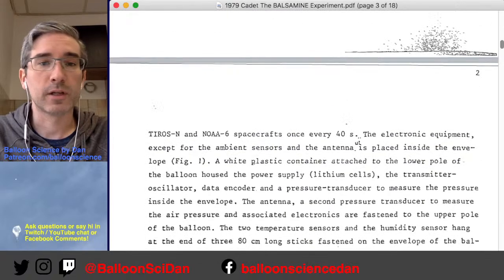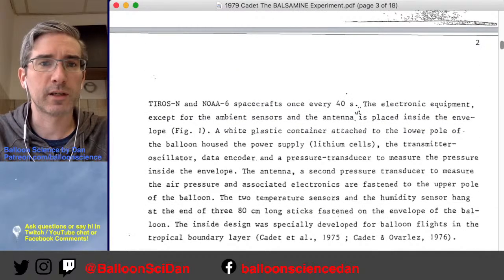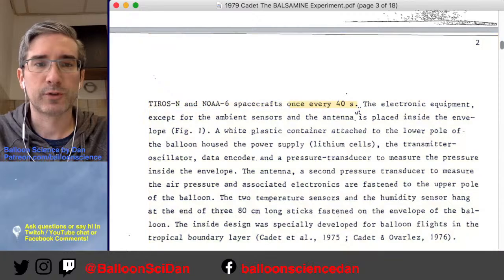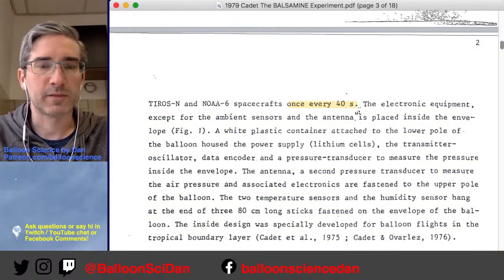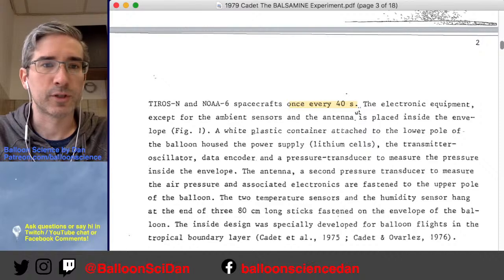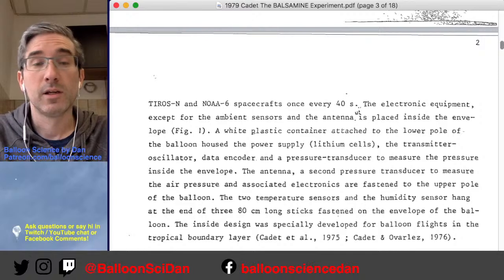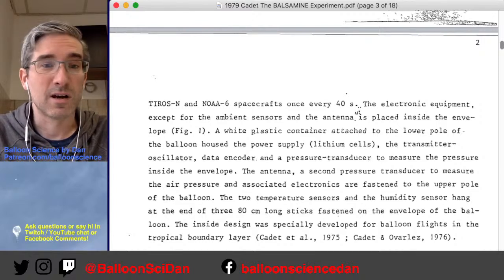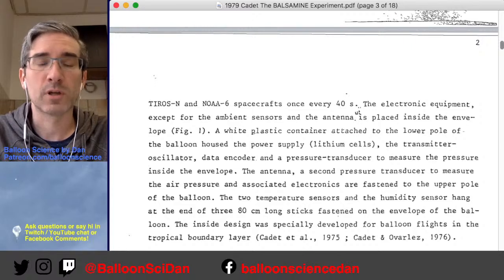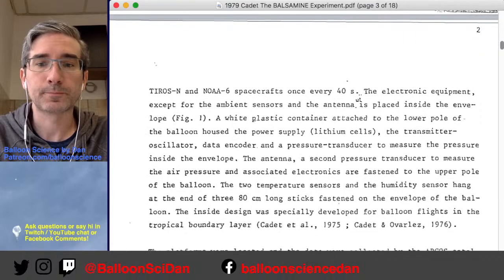So I got a little ahead of myself, and I think that they did not actually transmit bulk packets of data. I think they actually transmitted just single report packets every 40 seconds to the satellites. So I guess they would not get data from the times they weren't transmitting, or the times the satellites weren't overhead.